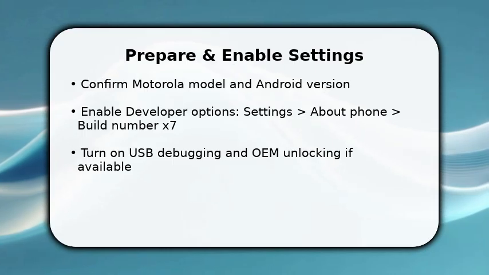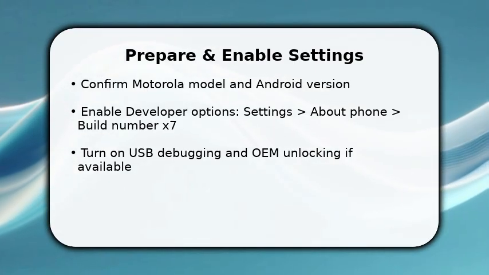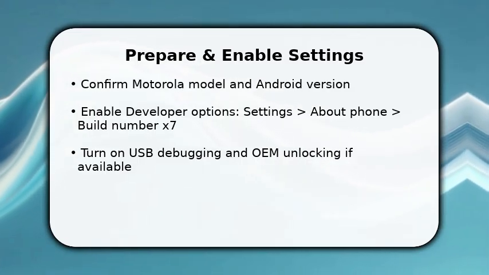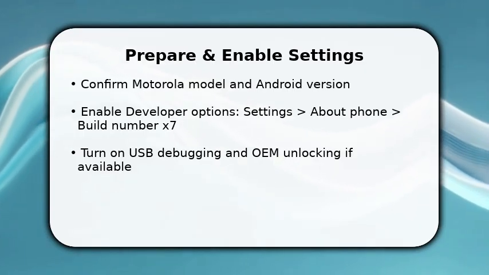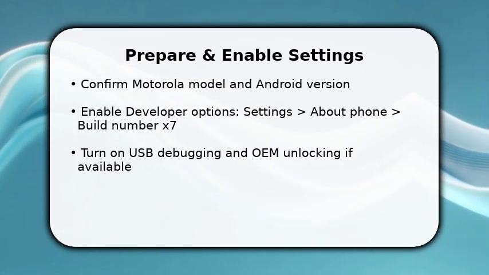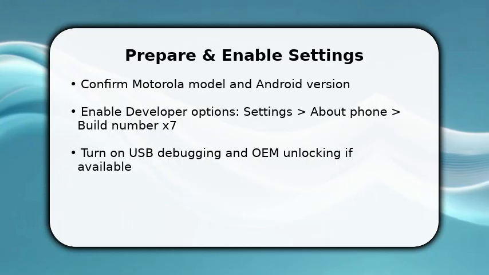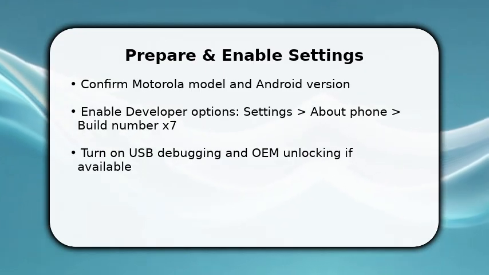Enjoy the video. You start by verifying your Motorola model and Android version so you pick the correct method. Once done, open Settings and tap Build number 7 times to enable developer options. This unlocks advanced features. Make sure to enable USB debugging and OEM unlocking when present, because these allow system-level changes. You'll use these options to access tools or ADB later.